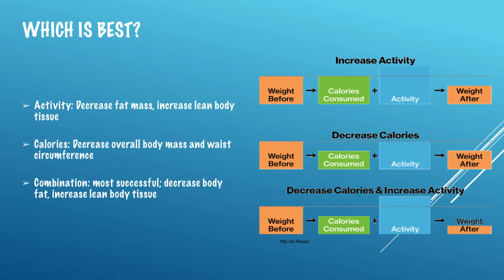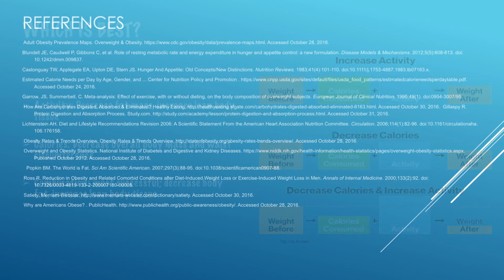People who increase activity without focusing on calorie restriction tend to lose more weight and fat mass than those that focus solely on calorie restriction. However, when they are used together, they produce the most successful results with the highest overall decrease in body weight and fat mass and an increase in lean body tissue.